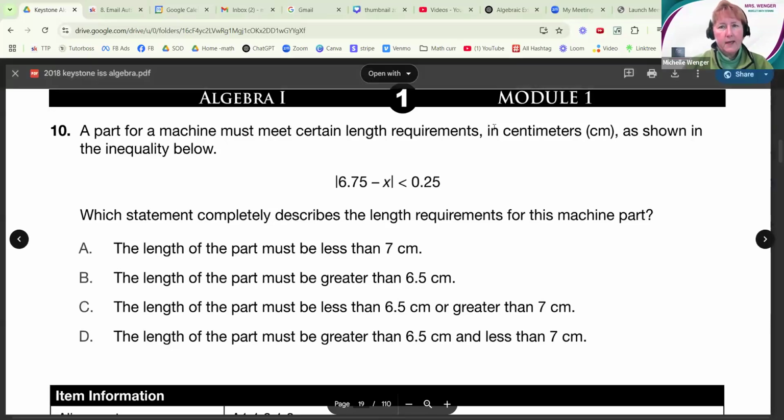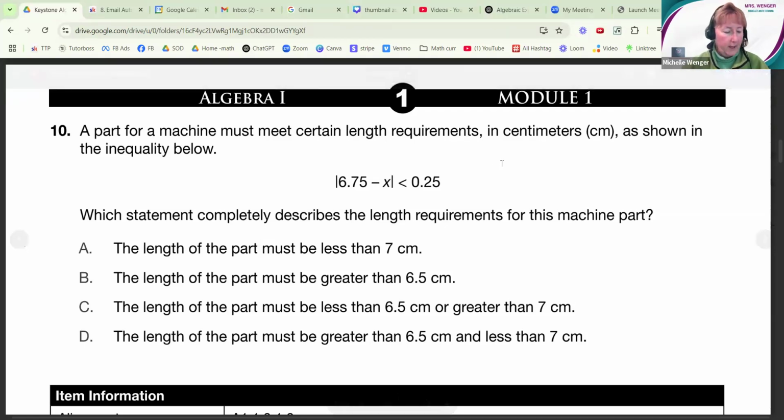We will be doing an absolute value inequality, which also entails a description, sort of like a word problem. So let me share my screen and show you what this is. This is from the 2018 Algebra 1 Keystone exam. Again, that's 2018. This is question 10 from it. I wanted to go over it with you just so you knew how to go about solving it.